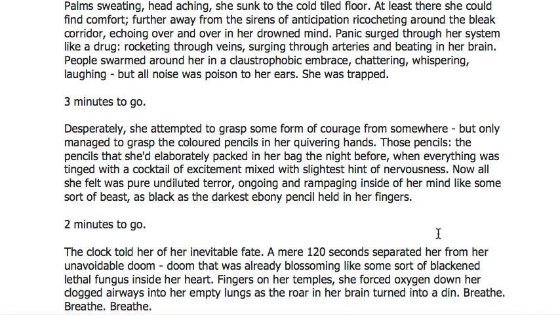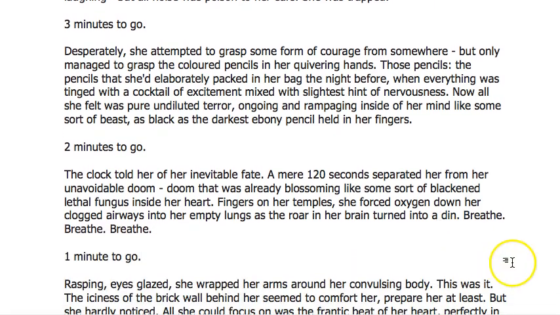2 minutes to go. The clock told her of her inevitable fate. A mere 120 seconds separated her from her unavoidable doom, doom that was already blossoming like some sort of blackened lethal fungus inside her heart. Fingers on her temples, she forced oxygen down her clogged airways into her empty lungs as the roar in her brain turned into a din.